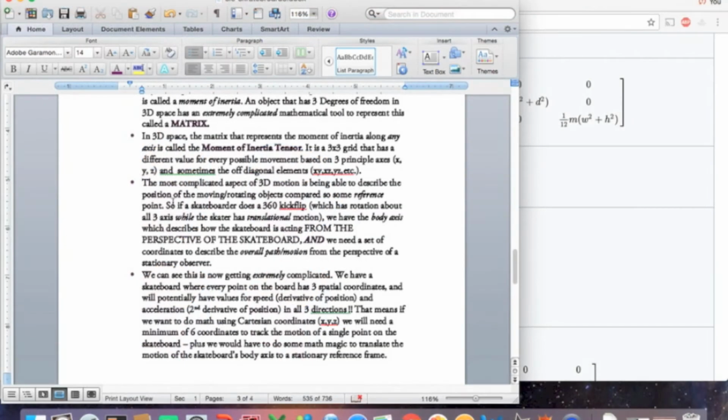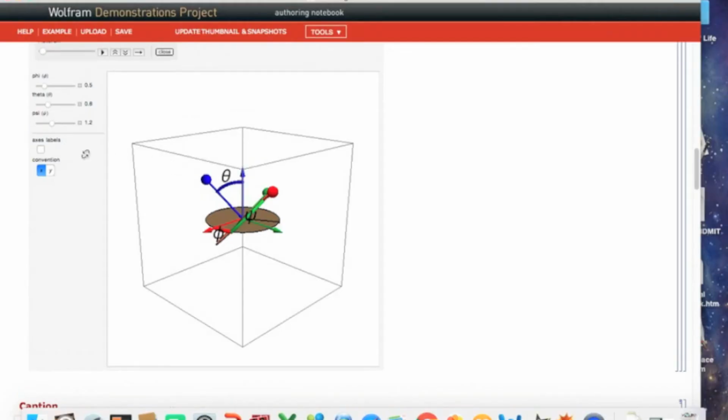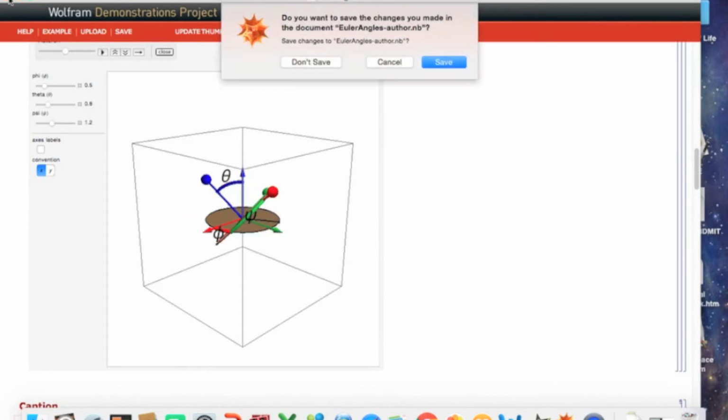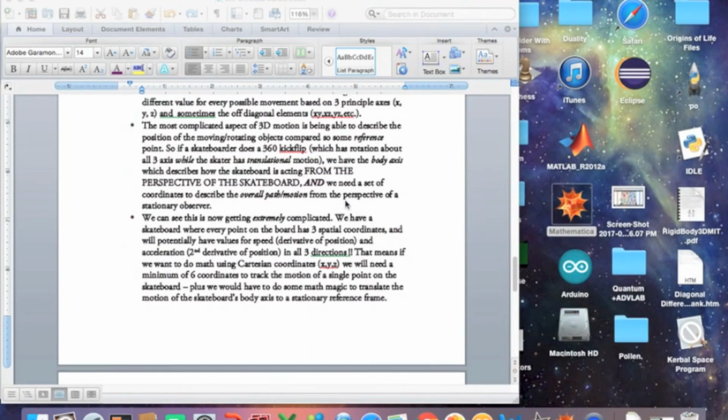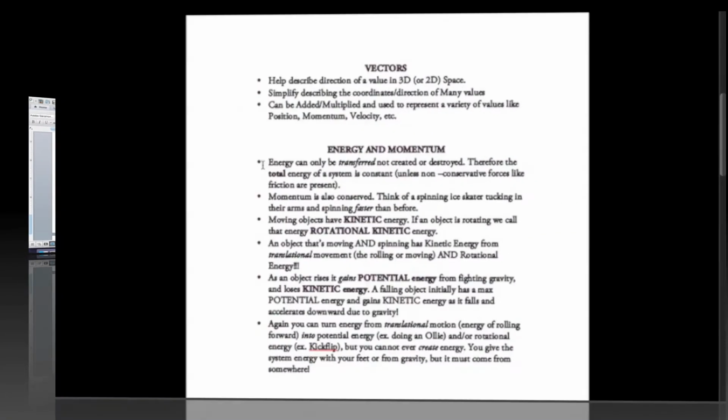So when we're considering the complex motion of a skateboard trick, like a 360 kickflip, we're going to have to translate between the rotation from the perspective of the skateboard. And when we do that, we're talking in Euler angles. So this is how the board is rotating from its perspective. And then we use these Euler angles to translate to Cartesian coordinates, which is the perspective of the ground.